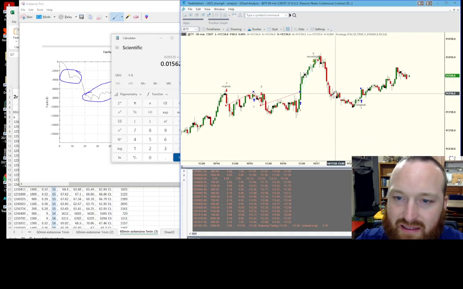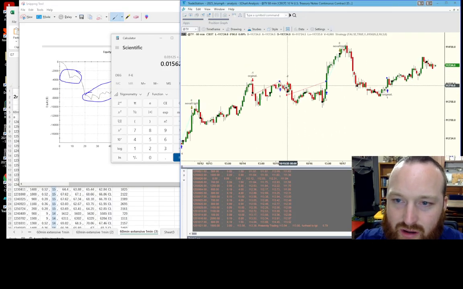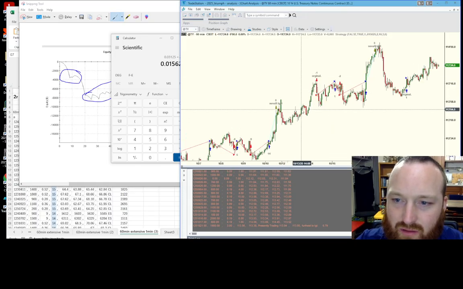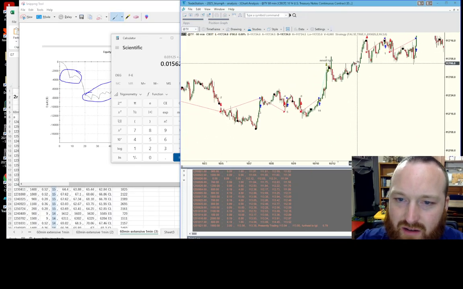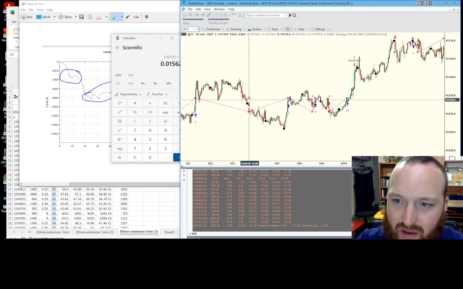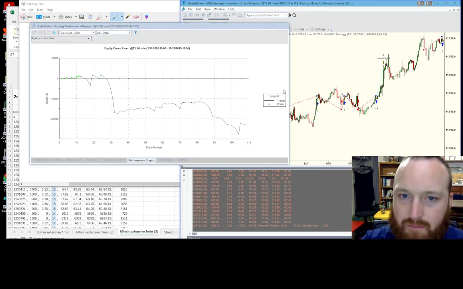All right, so let's take a look at this right now. So it seems like treasuries are so mean reverting. We take a ton of trades. I'm going to guess that this is going to be a very, very negative chart.